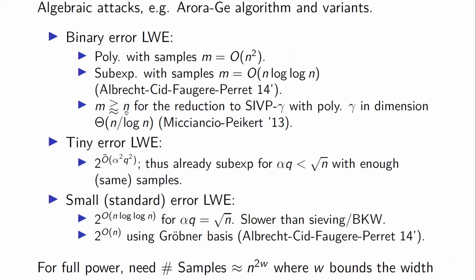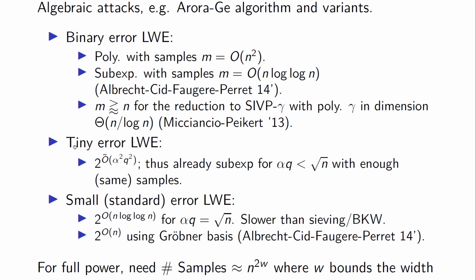And for m close to n, there are some reductions of this binary error RWE problem. On the other hand, it's reduced to the SIVP gamma problem with some polynomial gamma, but in a reduced dimension in some sense. So maybe the problem for binary error and small sample is not really that difficult. But on the other hand, we don't have an algorithm to solve that in this running time. It just means this problem is harder than that.